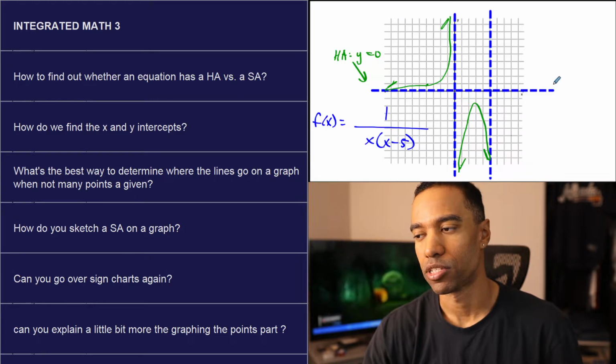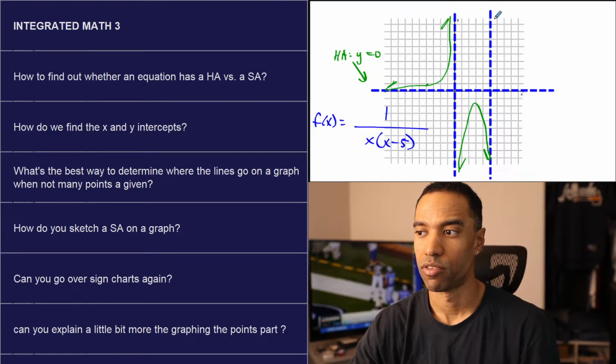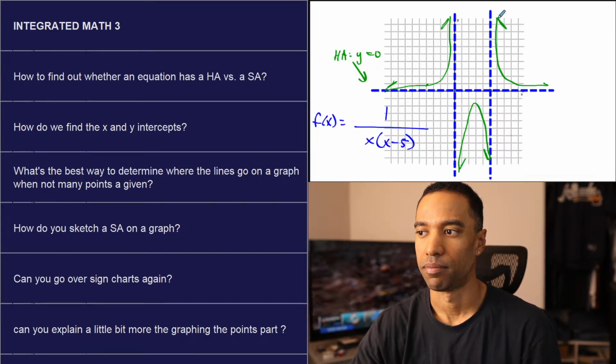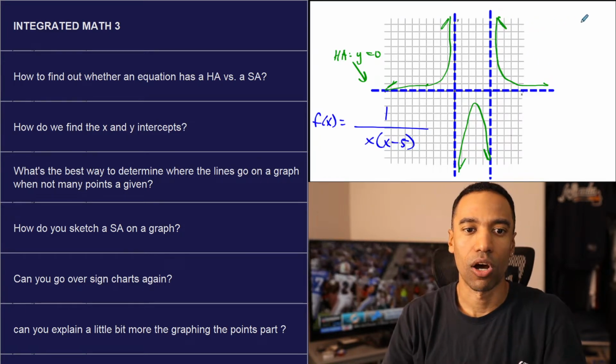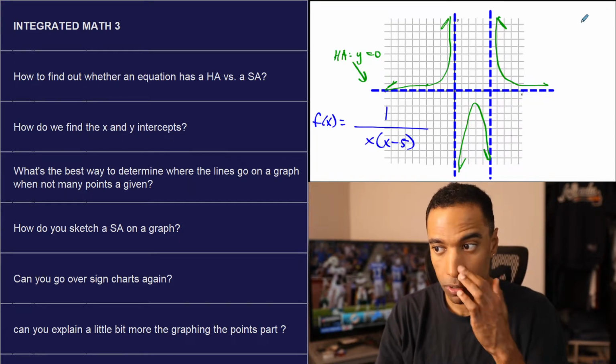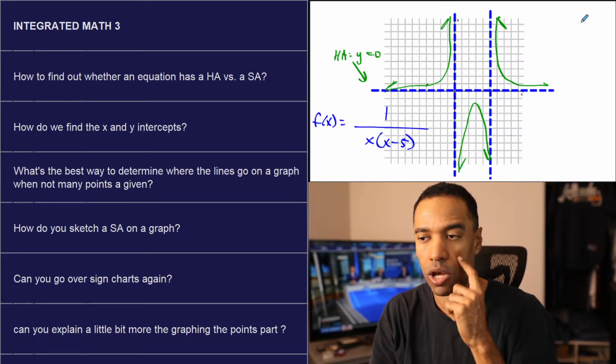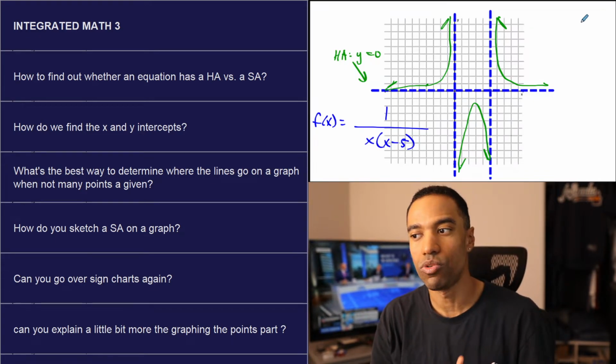And then plug in something greater than 5, like 10, that's positive over positive times positive, which is positive. So this one's now above, like that. Okay. So that's the ultimate one where you don't have any points, and you got to plug some things in. But you already found asymptotes. You already found out what it doesn't have. Doesn't have x-intercepts, doesn't cross the horizontal, anything like that. So it lets you know all the other information.